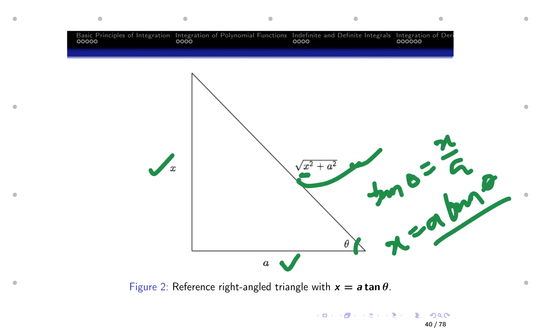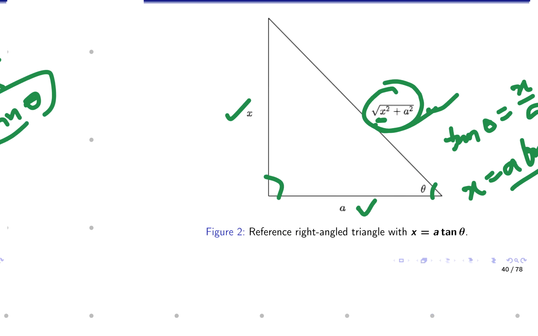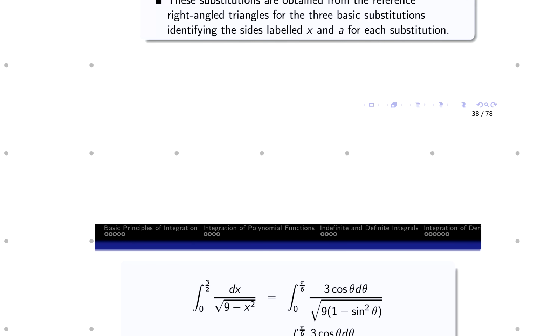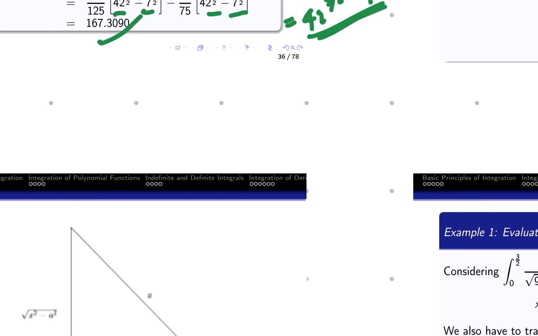So once you draw a right angle triangle, then you just keep switching the positions of x and a, and then you can see whatever has the square roots and what the angle is that combines the x and a together. That's basically how this goes. So even if you forget, you can easily arrive at it again by just drawing your right angle triangle and seeing which one works for which.